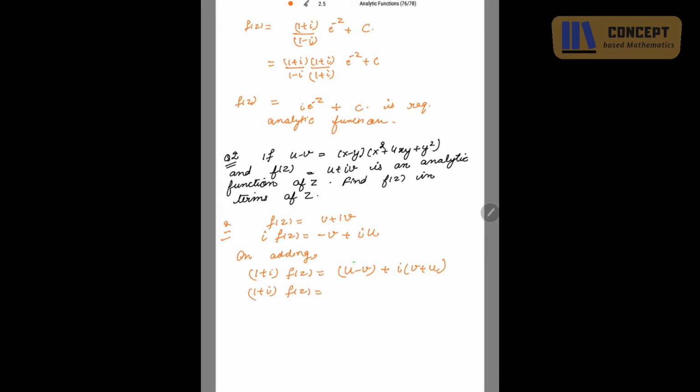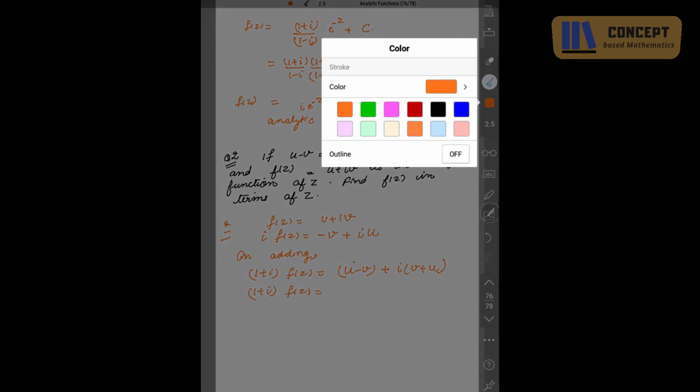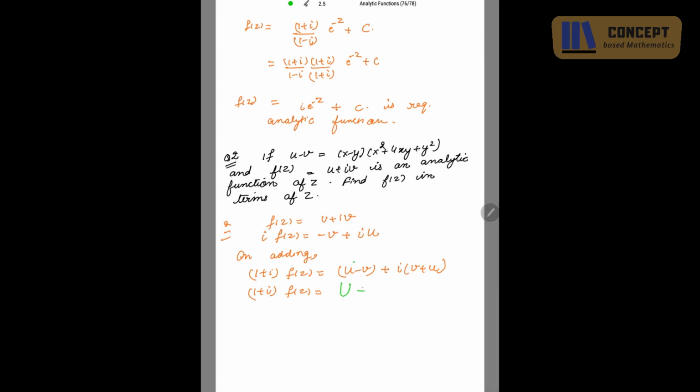So now take this u minus v as capital U, plus iota, this is capital V. So U is x minus y, which is given, u minus v, which is given, x square plus 4xy plus y square, and V is v plus u. Take this as 1.